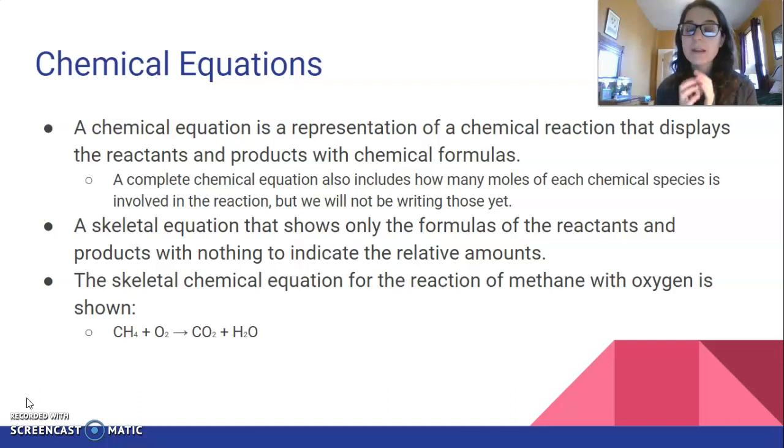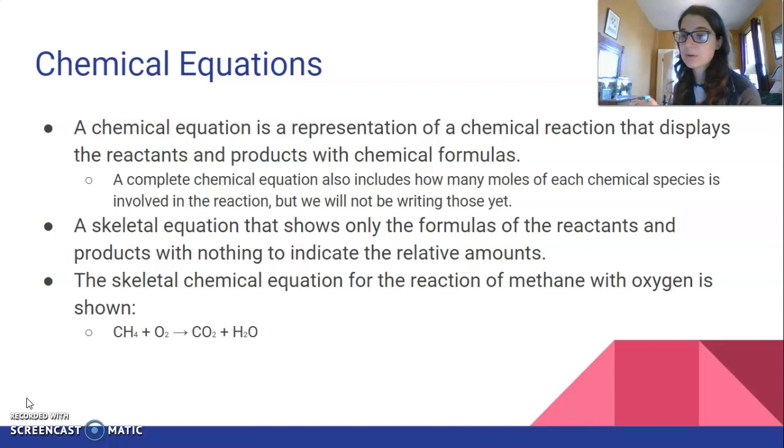So a chemical equation, again, is a representation of a reaction that shows reactants and products with chemical formulas. A complete chemical equation includes how many moles of each chemical species is involved in the reaction, but we won't be writing those yet, okay? So later on in chemistry, you would learn how to determine how many moles of each chemical species is involved in the reaction. A skeletal equation, which is what we are going to focus on right now, shows only the formulas of reactants and products with no numbers in front of them to indicate relative amounts.